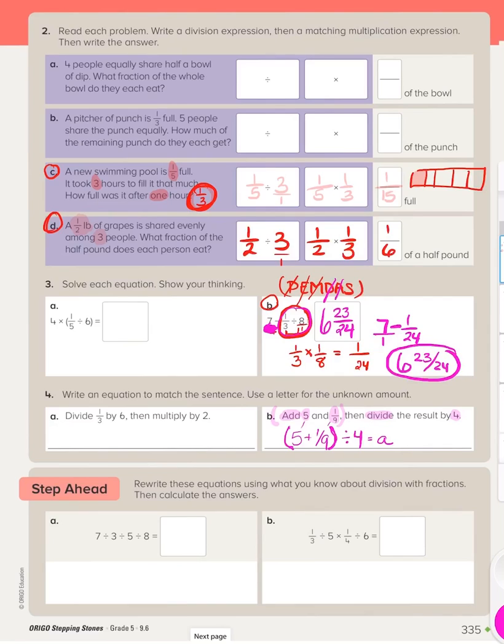All right. Now let's look at this. Rewrite the equation using what you know about division with fractions. Then calculate the answer. You're just going to have to turn all of these into over 1, over 1, over 1, over 1. Do these ones first. Then take this answer and divide it by this. And take this answer and divide it by this. This part is a little challenging, but I really feel like if you take it slow, you can do the step ahead. The step ahead will not be graded. You will be graded on 8 problems on the top, 2, 3, and 4. I will not grade the step ahead.